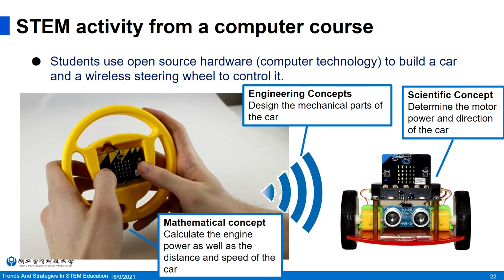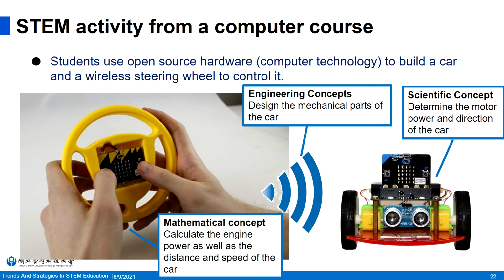This slide shows a STEM activity designed from a computer course. In this task, the students need to use open source hardware, that is a computer technology, to build a car and a wireless steering wheel to control the car. The students need to use engineering concepts to design the mechanical part of the car. They also need to use a scientific concept to determine the motor power and the direction of the car. Also, they need to use mathematical concepts to calculate the engine power as well as the distance and the speed of the car.